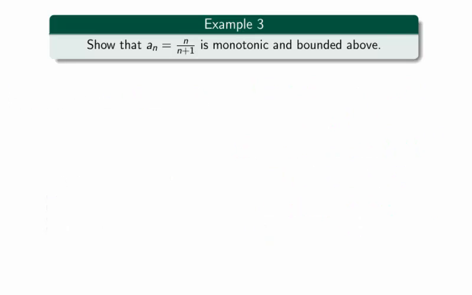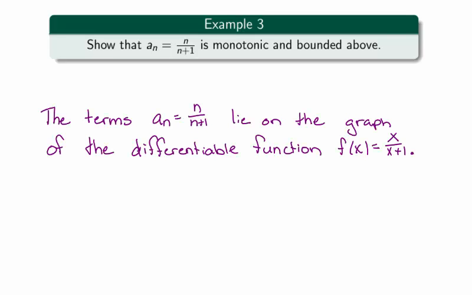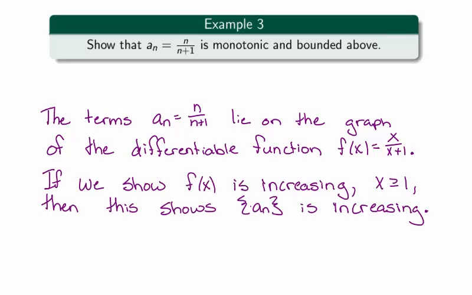There is a more fancy method of showing that a sequence is increasing or decreasing using calculus. This method can be more advantageous as it sometimes avoids some tedious algebra. We return to our sequence a_n equal to n divided by n plus 1. Notice that the terms of the sequence lie on the graph of the differentiable function f of x equal to x divided by x plus 1. Thus, if we show that the corresponding function f of x is increasing for x greater than or equal to 1, then this shows that the original sequence was increasing.